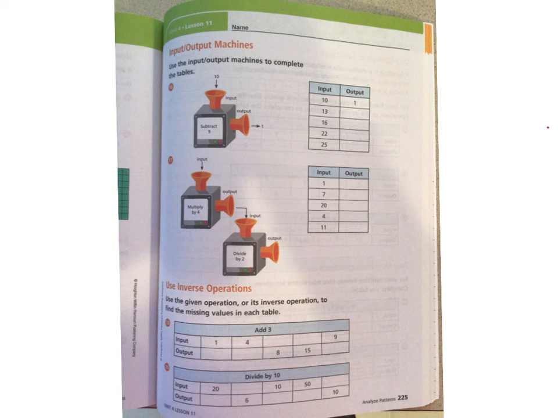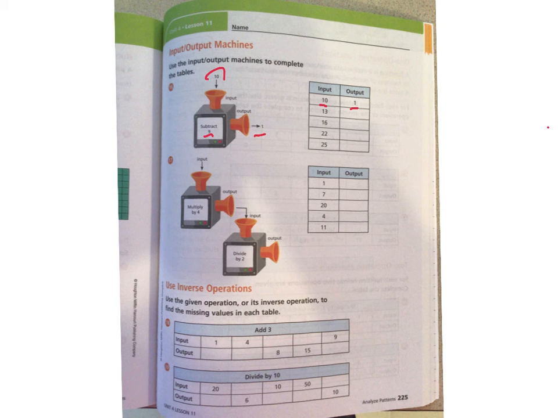Let's read our directions at the top. It says use the input-output machine to complete the table. So they have like a little robot guy there, okay? So they're going to, as you can see, they're doing this one first. So they're putting in 10 into the machine. Do you see the 10 up here? So they put it into the machine, and then it goes down to here, and it says to subtract 9. So I have 10 minus 9 equals 1. So they did that one for us, didn't they?